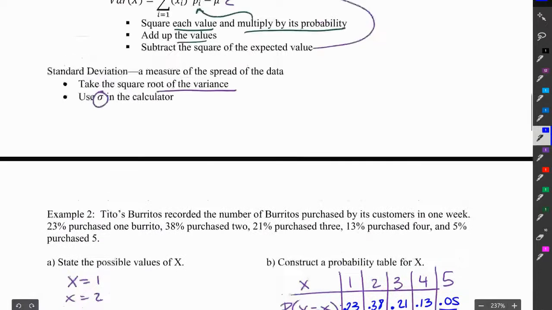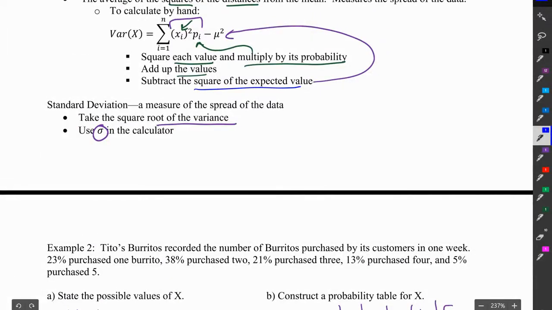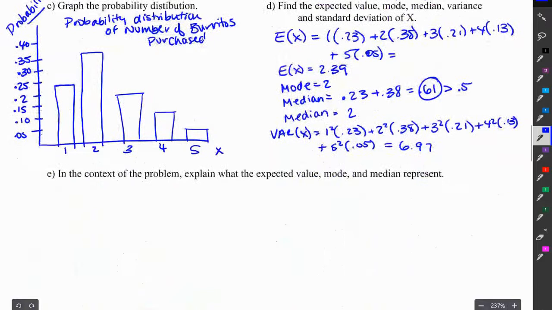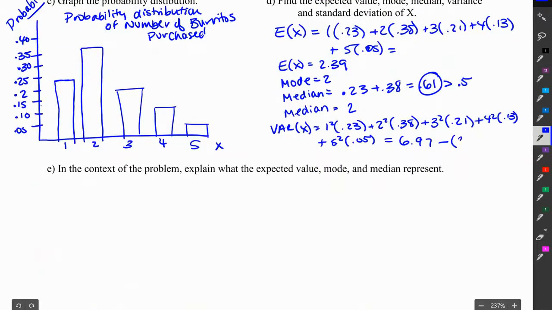Now, if we look back, the second step is now we subtract the square of the expected value. So from that, I'm going to subtract 2.39 squared. So my variance is 1.26. Now I'm going to round to 1.26 because that is 3 sig figs. You should have learned about sig figs last year. So this is 3 sig figs, 1, 2, 3.